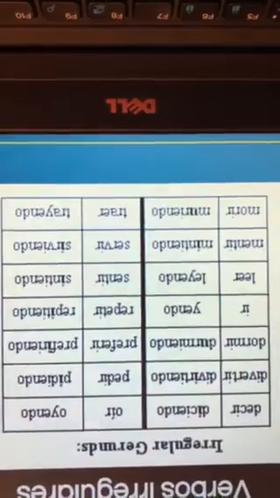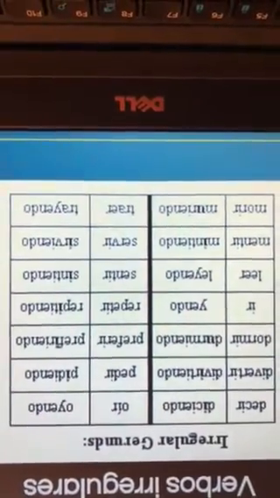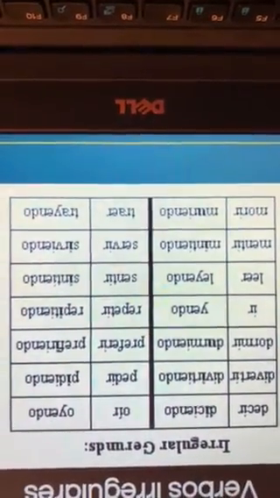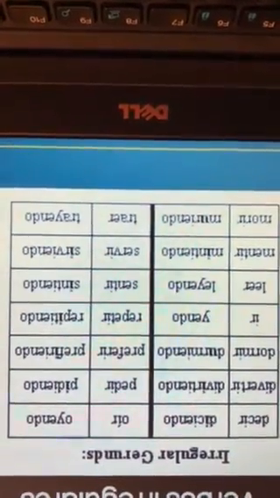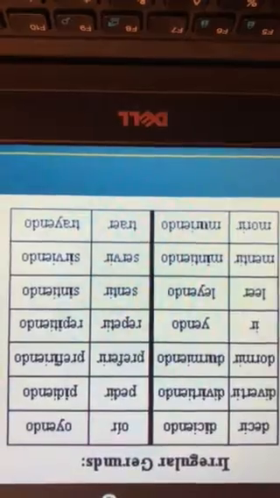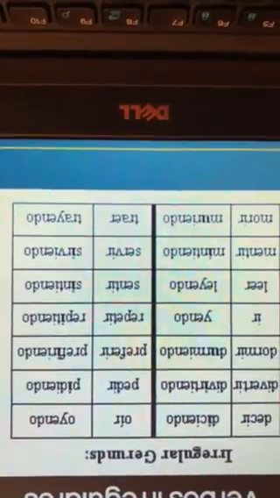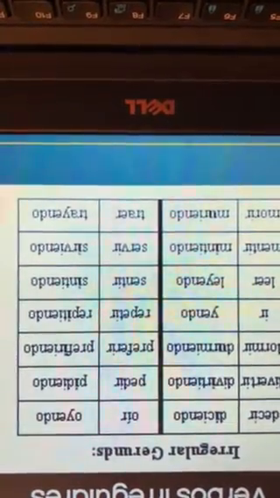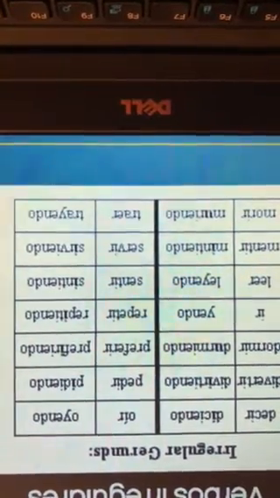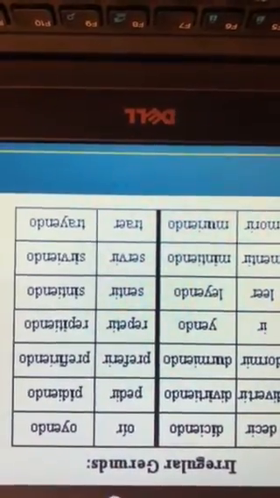Ir becomes yendo. So you have a total different there. Leer becomes leyendo. Mentir becomes mintiendo, which is an E to I stem change. Morir becomes muriendo, another stem change. Oír becomes oyendo. Pedir becomes pidiendo. Preferir becomes prefiriendo. Repetir, repitiendo. Sentir, sintiendo. Servir, sirviendo. Y traer, trayendo.